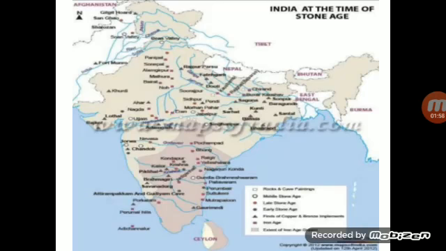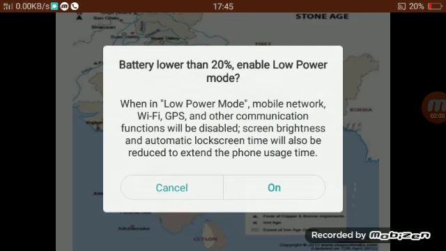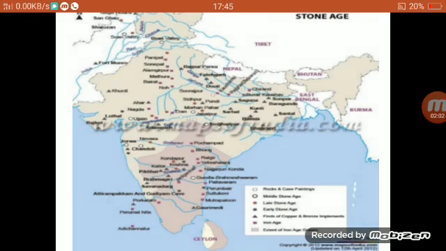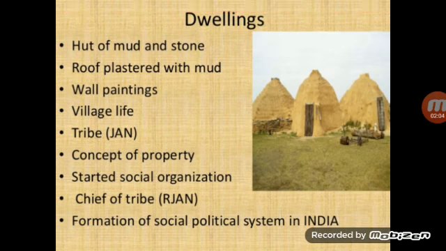This map shows where the prehistoric people settled in India. Dwellings: huts of mud and stone, with roofs plastered with mud, and wall paintings were made beautifully. Village life: the concept of property was adopted.